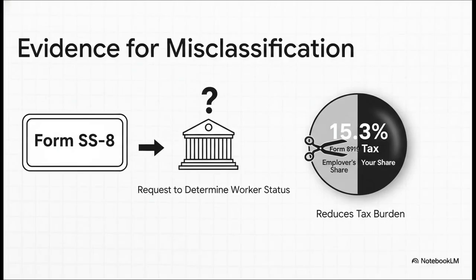To fight this, you've got a 2-pronged attack. First, you can file a Form SS-8. This basically asks the IRS to step in and make an official call on whether you're an employee or a contractor. Then, with your CP2000 response, you include Form 8919.